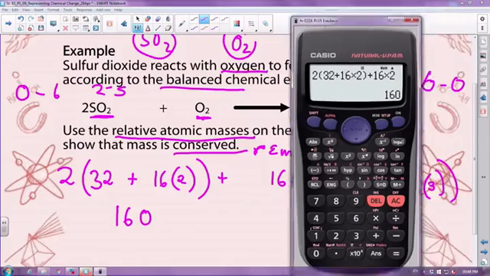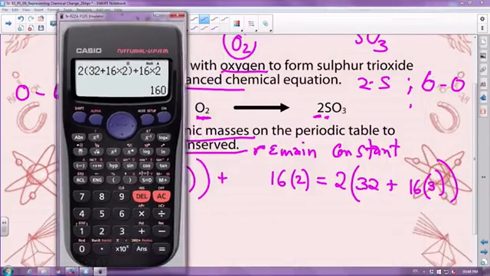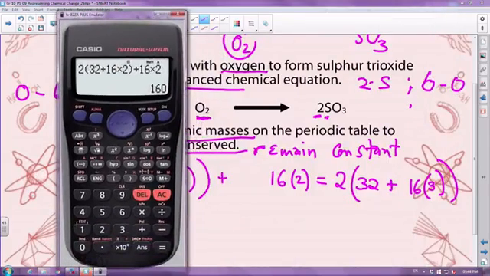So let's go to the right and check with the products. Now we've got, let's clear that. It's 2, because there are 2 molecules of sulfur trioxide in terms of balancing the number of atoms on the left as well as on the right. So 2 multiplied by, open brackets, 32, plus 16 times 3. We close the bracket. So what do we get? This is equal to 160 atomic mass units.